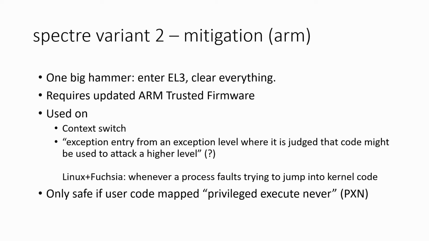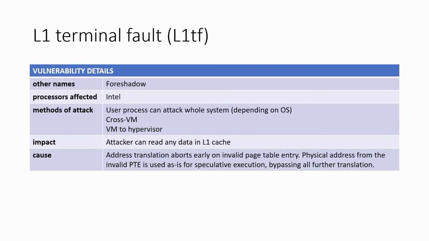That's all for Spectre Variant 2 on x86 and ARM. We did it. Take a breath. Next, we're going to talk about an Intel-specific vulnerability called L1TF, L1 terminal fault. To understand what's going on here, let's take a quick look at how address translation works on x86.